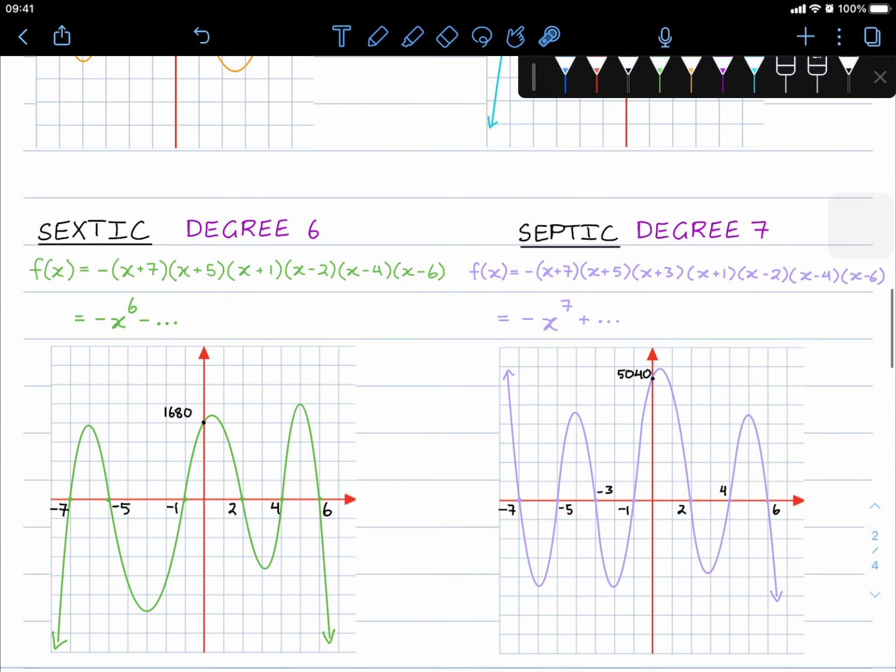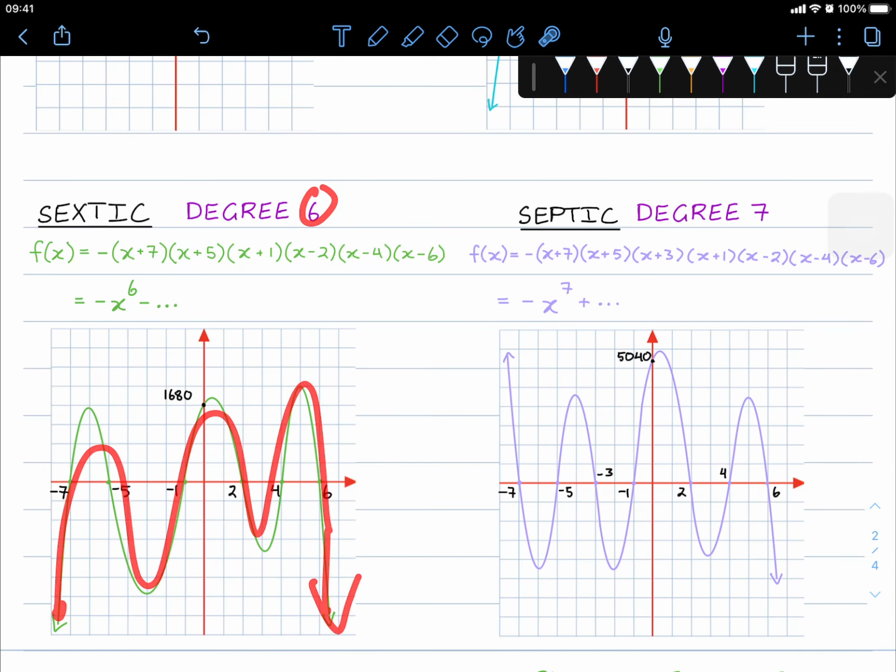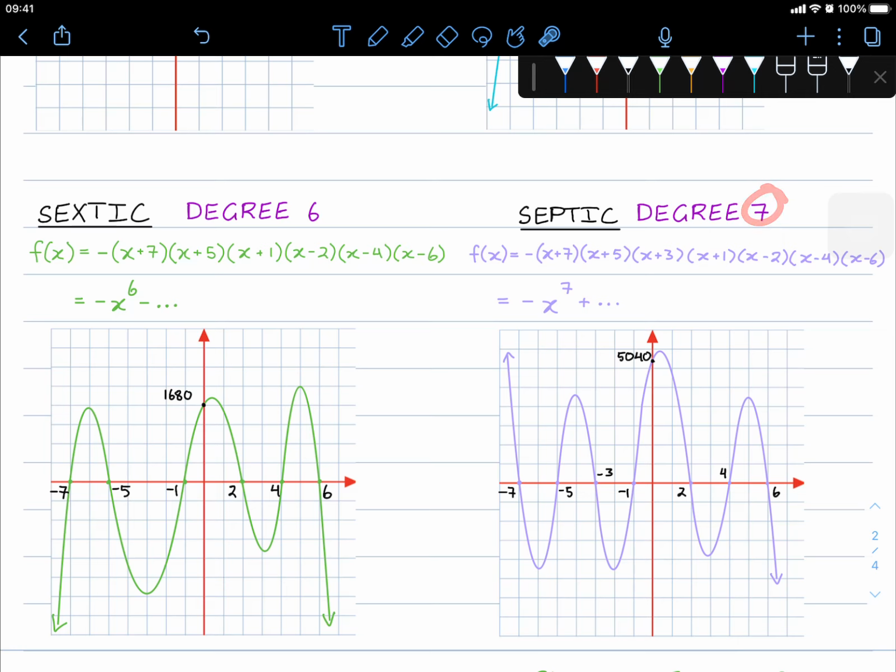For degree 6, I think you get the idea. Lead coefficient is negative. Since it's even, starts here, does its thing, and ends on the same side. Odd degree, starts here, does its thing in the middle, and ends on the opposite side.